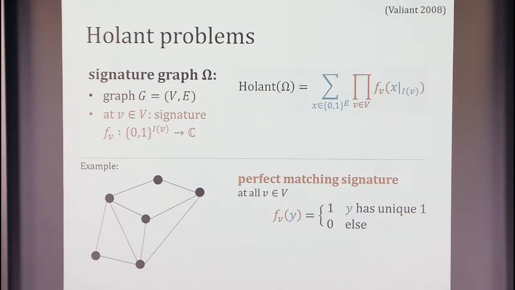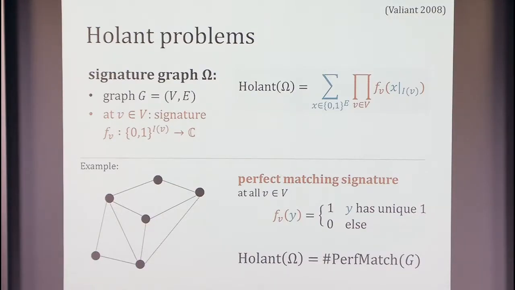So for instance, we can encode counting perfect matchings as a Holant problem in a very simple way, because you can just assign this perfect matching signature to all vertices of your graph. So the perfect matching signature just looks at the edges incident with your vertex, and it outputs 1 if there is a unique 1 among these edges, otherwise it will output 0. And then we can see that if you apply this perfect matching signature to all vertices of your graph, then you end up with an instance for counting perfect matchings in the graph.